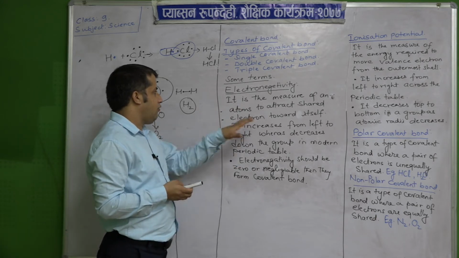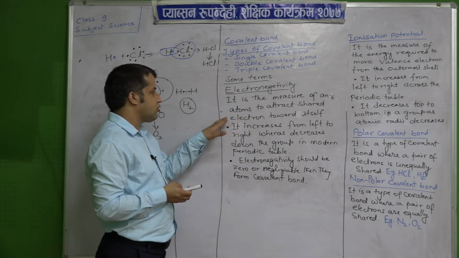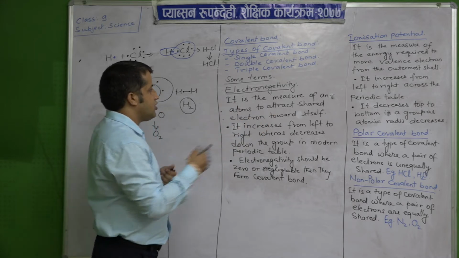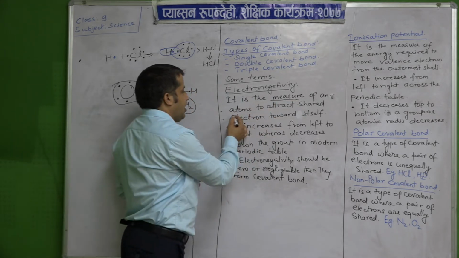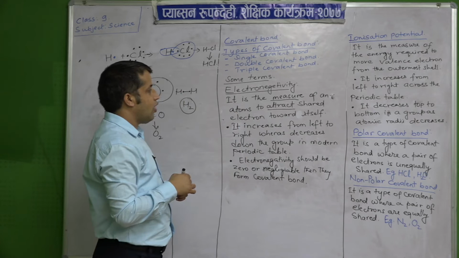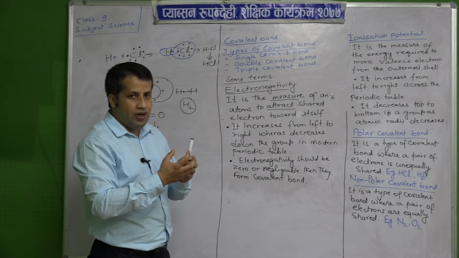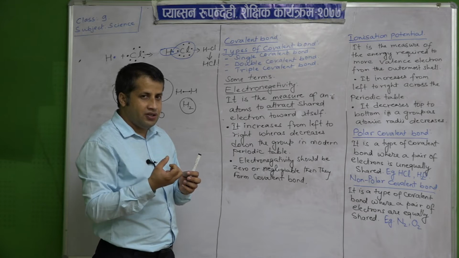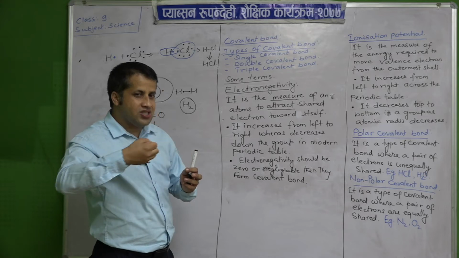It is the measure of an atom's ability to attract shared electrons towards itself. Measure means you have to measure the quality, how much. So what is the quality, how much power, while forming a covalent bond, which atom or element has the property to attract electrons towards itself.